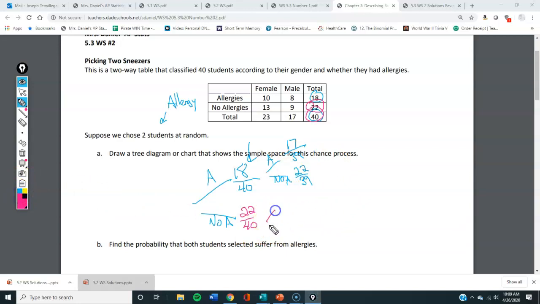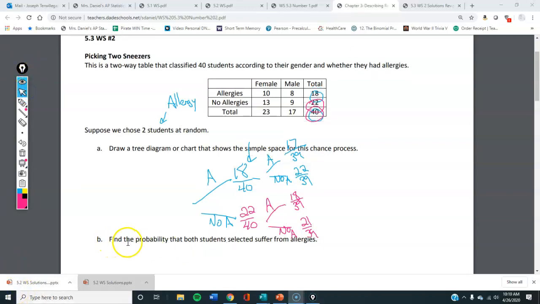2 types of people. Allergies. No allergies. Now I drew someone without allergies. So there's still 18 people with allergies out there sneezing around, getting their mucus everywhere. Whoa, I knocked over a chair. And there's one less person now because I drew someone without allergies. Now, since I drew someone without allergies, that number goes down 1. They both go down 1, right? That's my tree diagram.